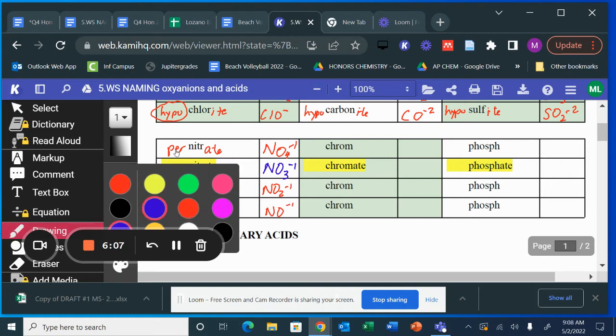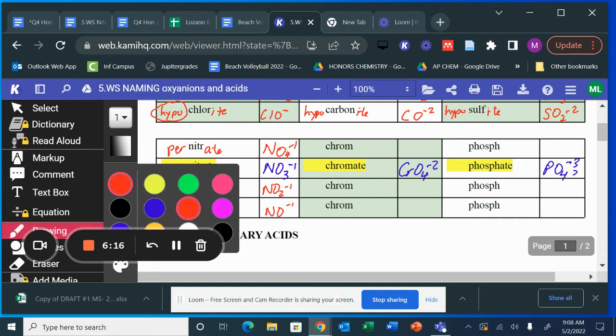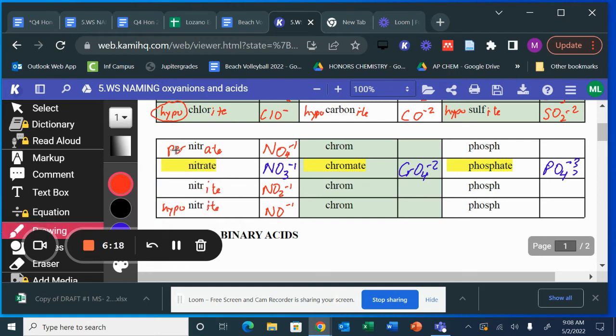Okay. Chromate would be CrO4 minus 2. Phosphate would be PO4 minus 3. So chromite, hypochromite, and perchromate: CrO5 minus 2, CrO3 minus 2, CrO2 minus 2.